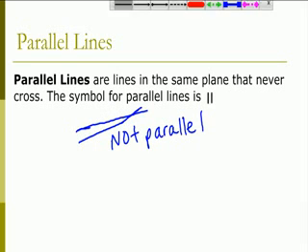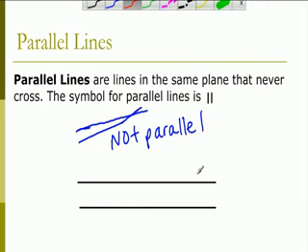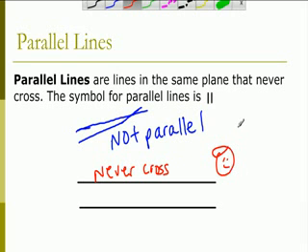parallel. Okay? To draw parallel lines, I need some help. So those would be parallel lines, because if you keep extending those lines further and further, they will never cross. So these will never cross, and so they are parallel. So parallel lines never cross.